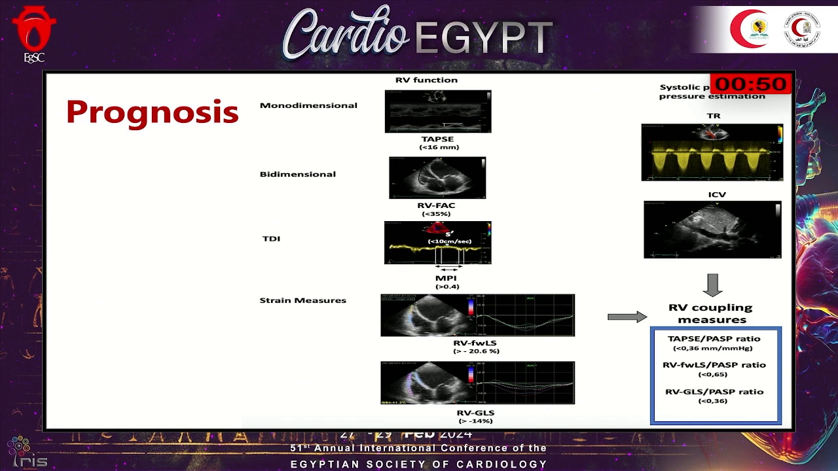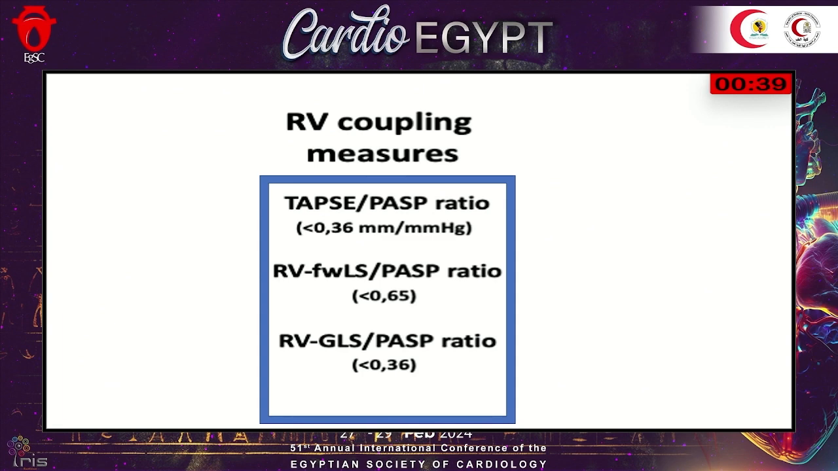How to measure the prognosis? As we said, with the RV pulmonary artery coupling measurements. We assess the systolic function and divide it by the pulmonary artery pressure. Let's focus more on the methods.